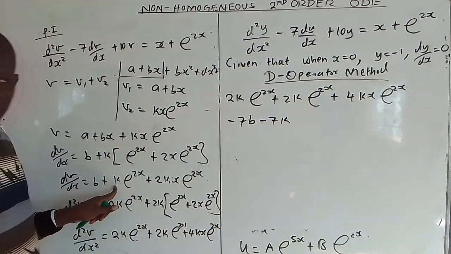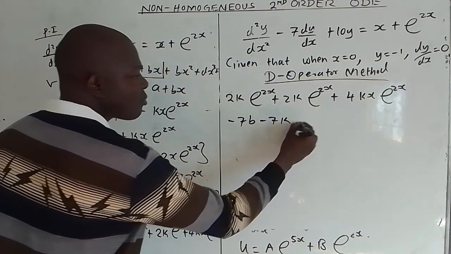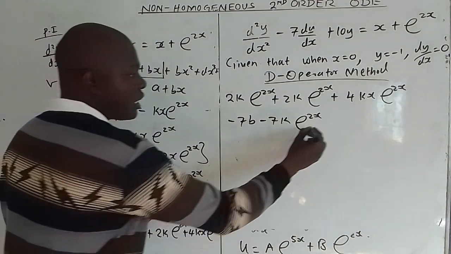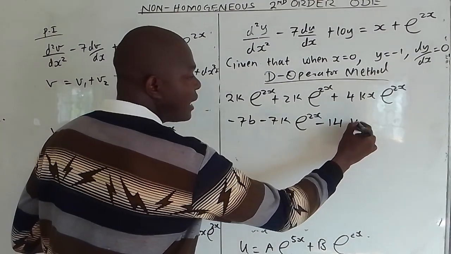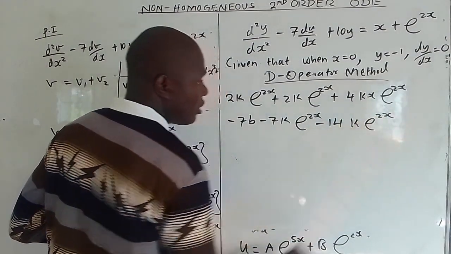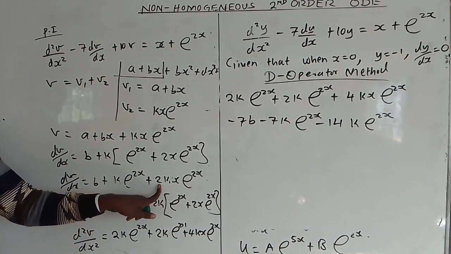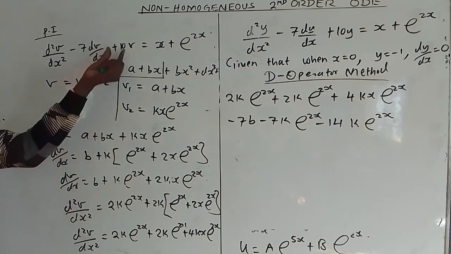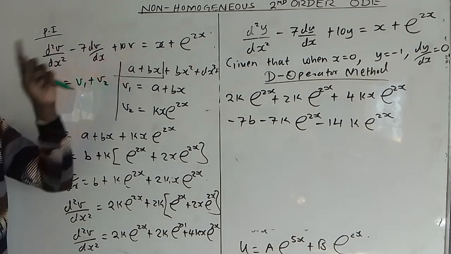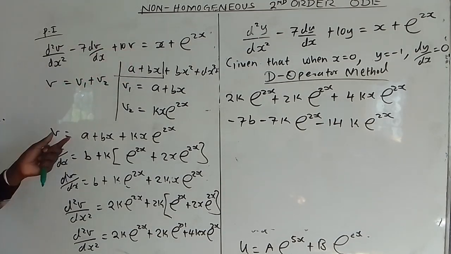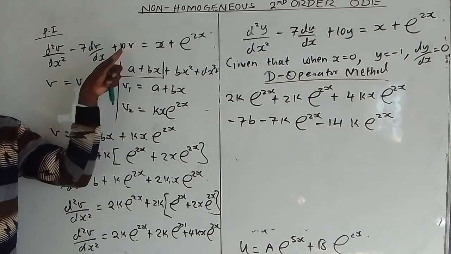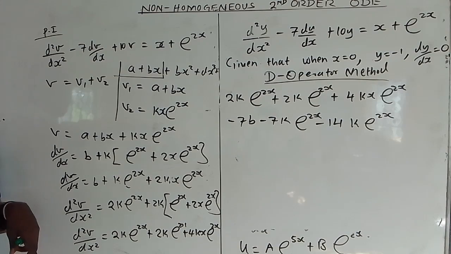Negative 7k exponential. Negative 7 times this, you get negative 14k x exponential 2x. Are we together? So you are done with that. Then you move to the next one, which is plus 10b, meaning 10 times the value of b, isn't it? So what is your b? This was your b. So you multiply all the terms of b by 10, isn't it? Are we together?